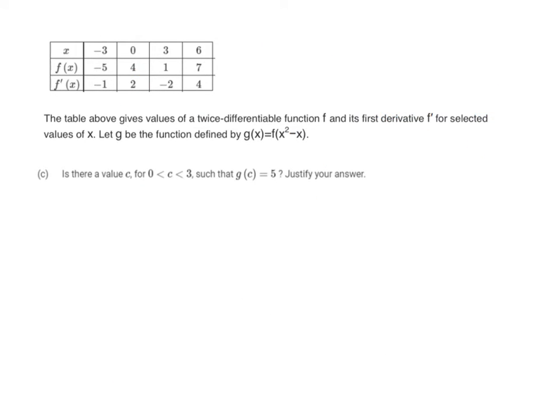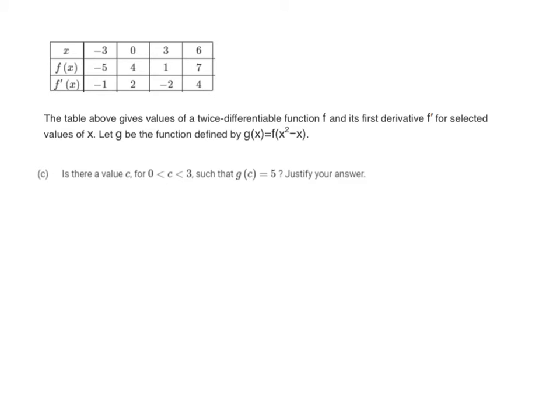So for part C, they ask, is there a value C for 0 is less than C is less than 3 such that g of C is equal to 5? So if you see a problem where they're asking you, is there a value C? That is almost a sure sign that they are looking for either the mean value theorem or the intermediate value theorem. Occasionally it's Rolle's theorem, but almost always either mean value theorem or intermediate value theorem. So if you see that type of thing, just know it's probably one of those.